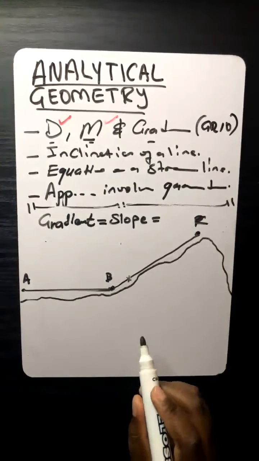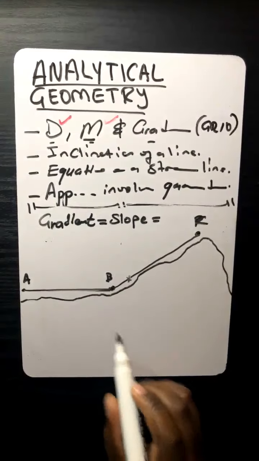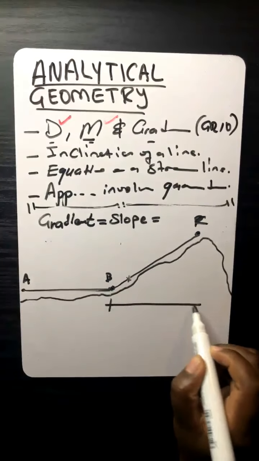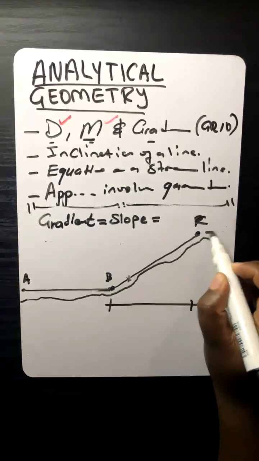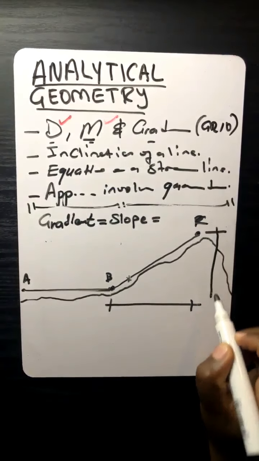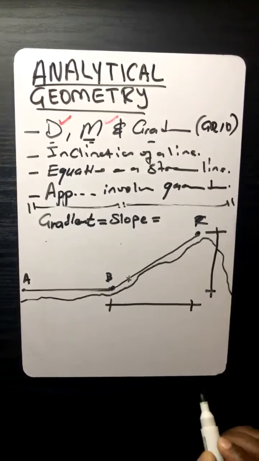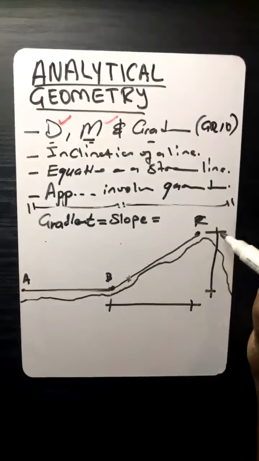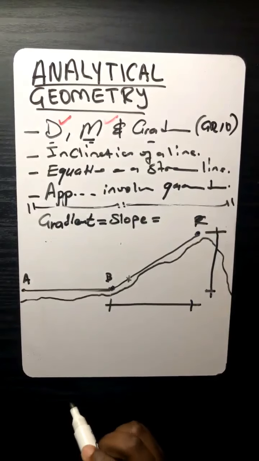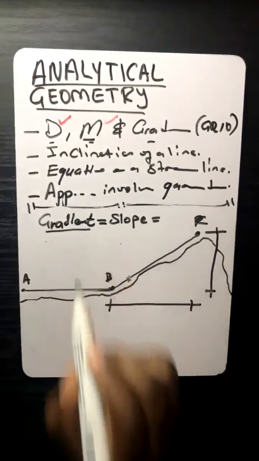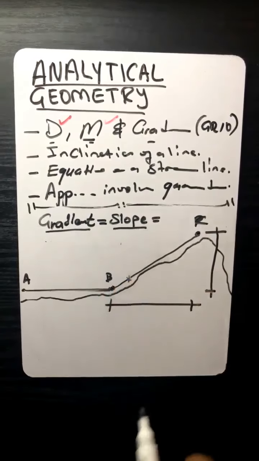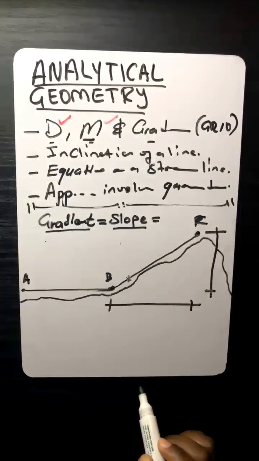That slope is actually a representation of the horizontal distance or length covered versus the height gained, or the rise. So these two can be used to calculate the gradient. What is the other word for gradient? The gradient is the slope. What is the formula for the gradient or the slope?